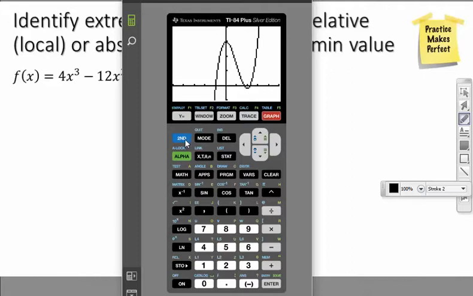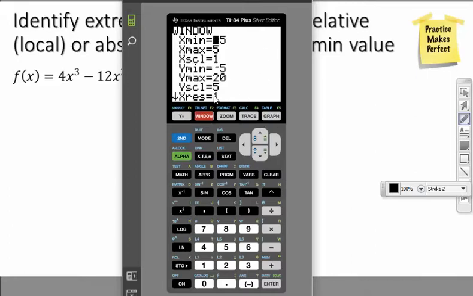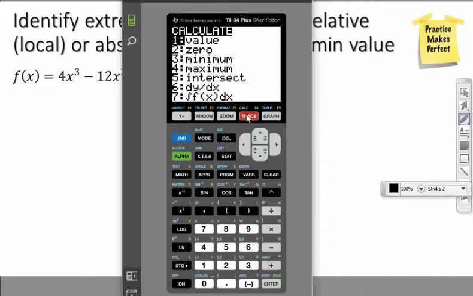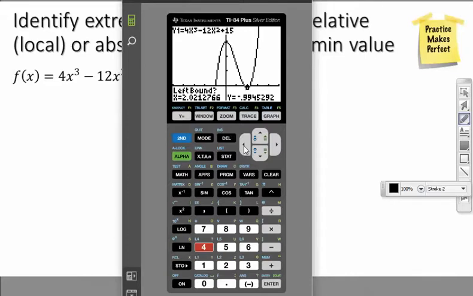So what you do is you key it into y1, you push graph, and get a feel for it. You can change your window if you need to so you can see it better. I'm going to go back to graph. Now, you may remember from Algebra 1 or Algebra 2, we're going to push second trace, and you see number 3 is minimum, number 4 is maximum. So let's find our maximum first.